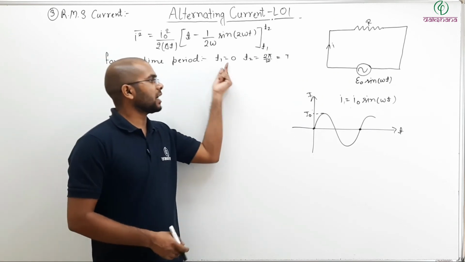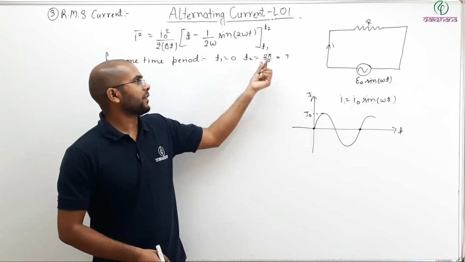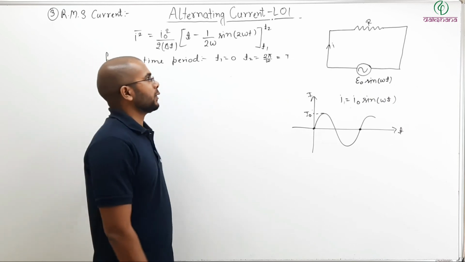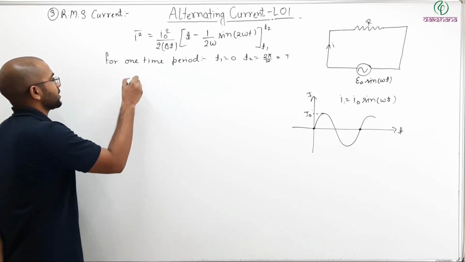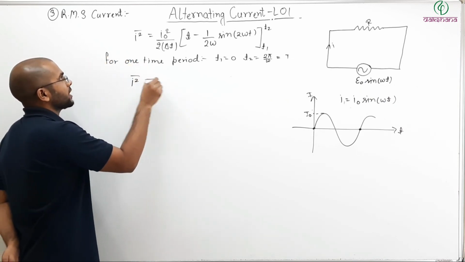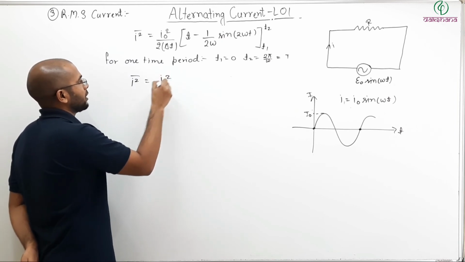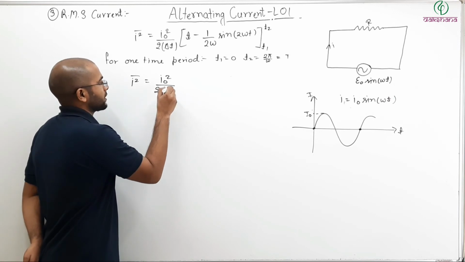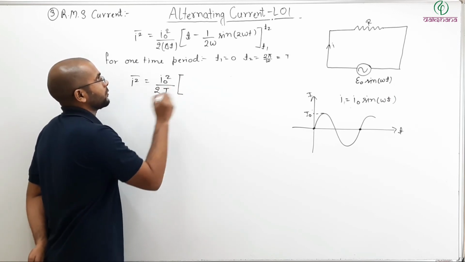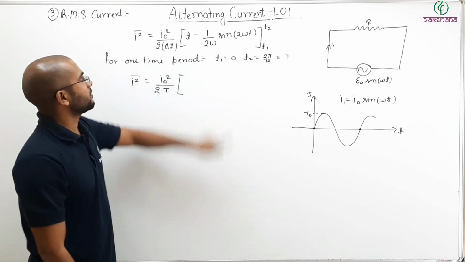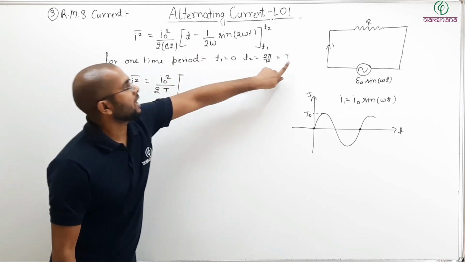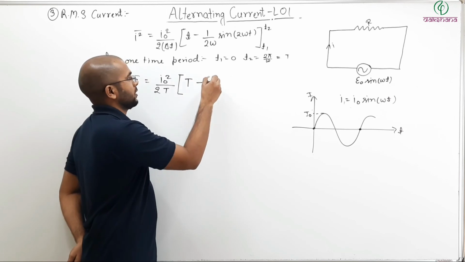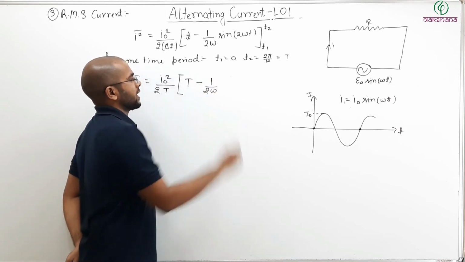That is, if I start from t equals 0 and if I end at time capital T for one time period. Now for one time period I can simply write I square average is nothing but I naught square divided by twice of time period, which is capital T. Now what will be this value? This value is T. So capital T minus 0, that is T, minus of 1 by twice of omega.